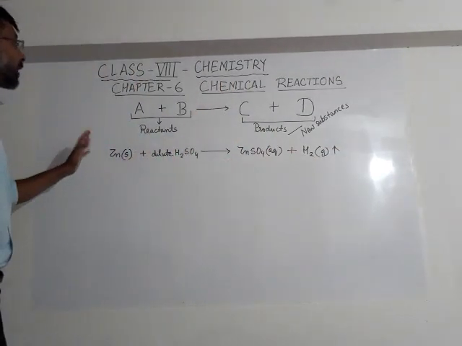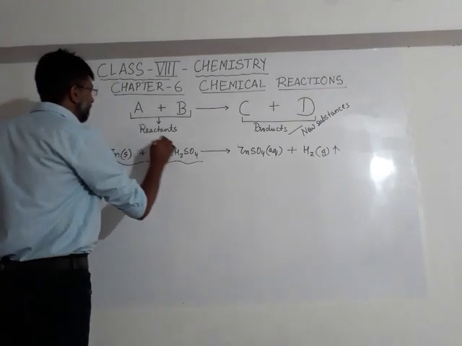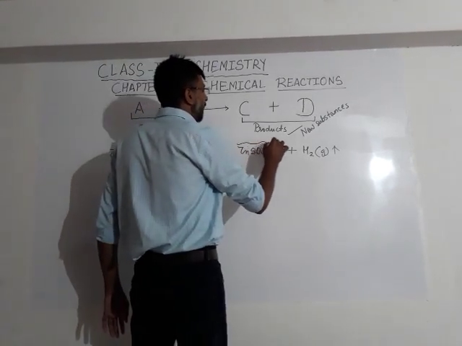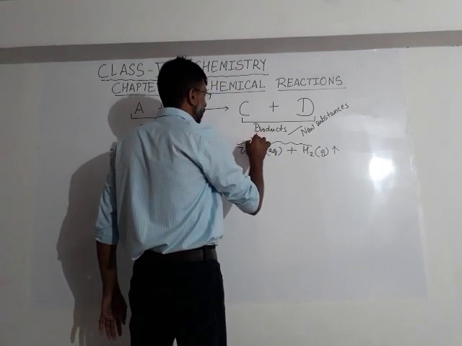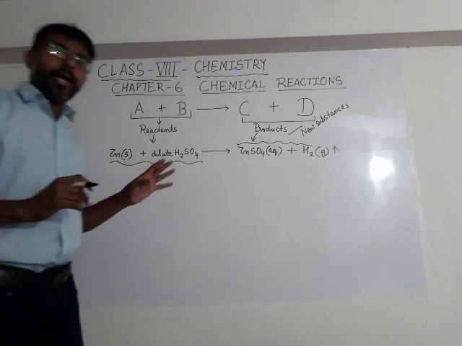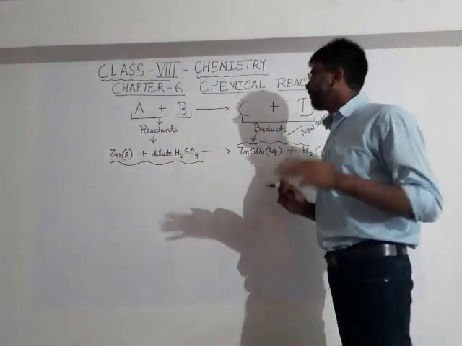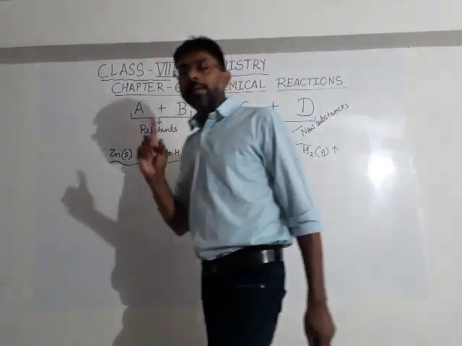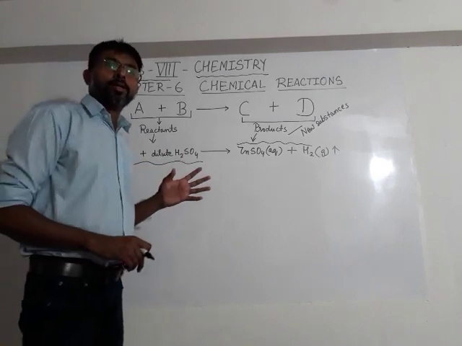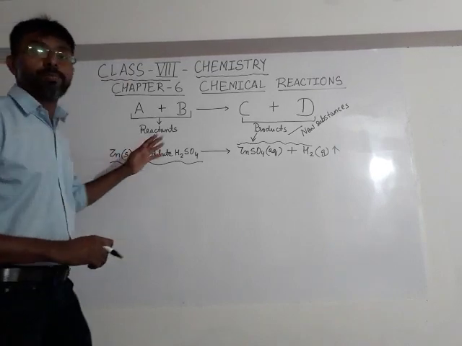Now, this is a chemical reaction where zinc and dilute sulfuric acid are the reactants and zinc sulfate and hydrogen are the products. So, here you will have to understand this very nicely. In any chemical reaction, after writing it, it is very important for all of us to make sure that the chemical equation is balanced. Otherwise, we will not be obeying the law of conservation of mass. That is why we have to make sure the equation is balanced properly.